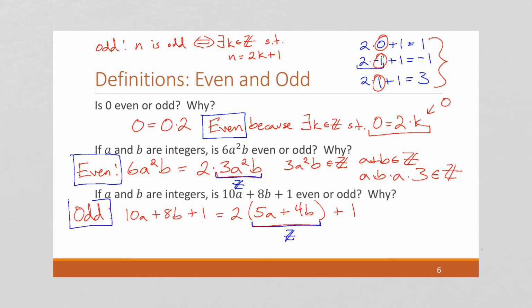This is an odd number, and notice it doesn't matter what a and b are. They can be any integers. These are placeholders. They can be any integers, and when we substitute any integers in for them and fill out this formula, we're going to get an odd number.